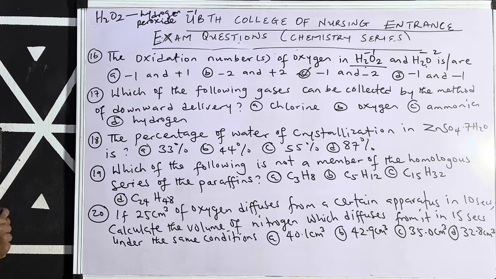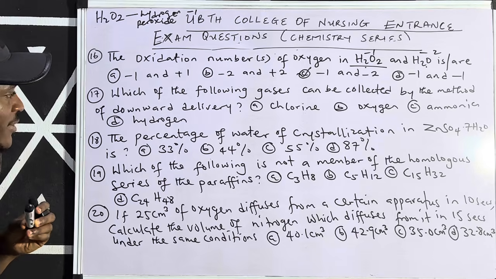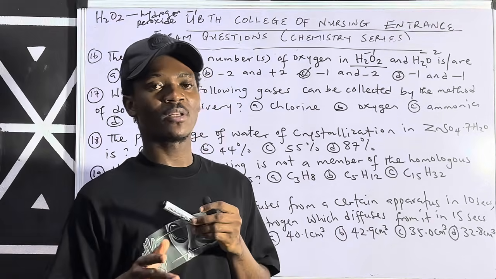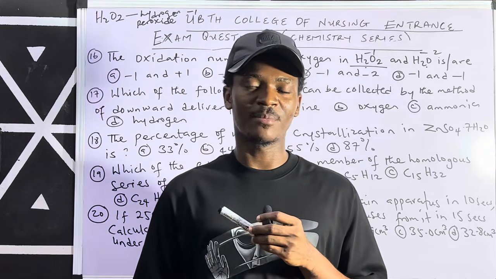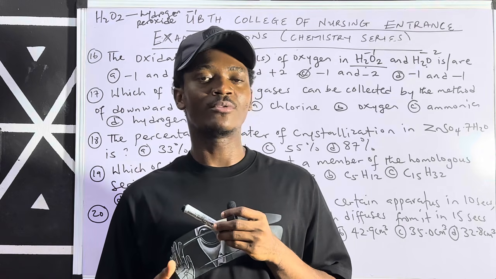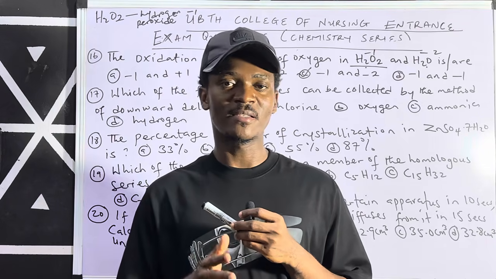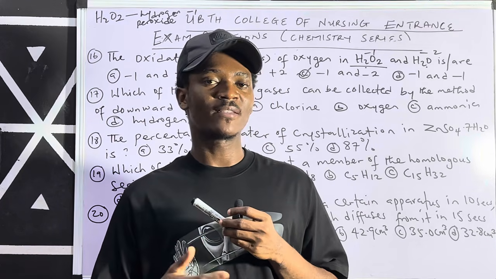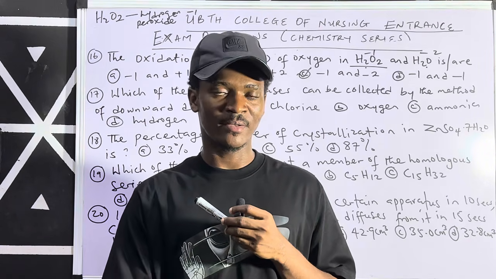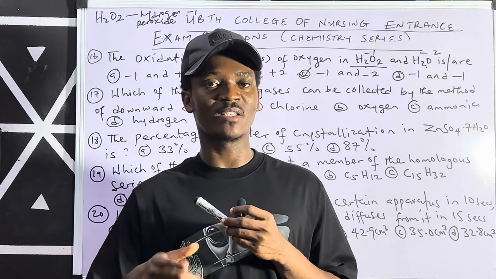Then question 17. Which of the following gases can be collected by the method of downward delivery? Now there is something I would need to explain here. There are methods for collecting gases when they are prepared in a lab. We could use the delivery method of the gas, or we could actually use the upward displacement or downward displacement of air. Now this is it. When a gas is being collected via downward delivery, it's the same as upward displacement of air. But when it is collected via upward delivery, it's the same as downward displacement of air.